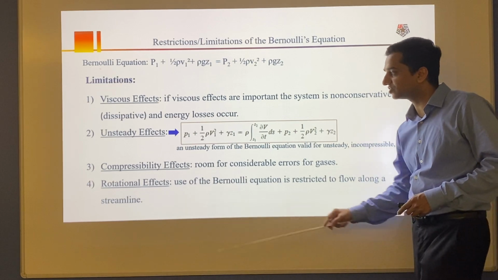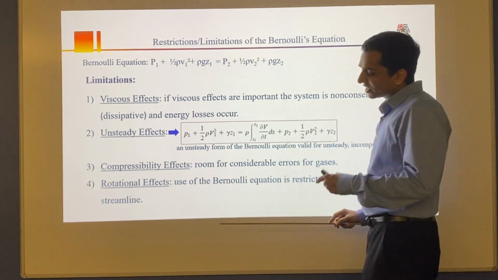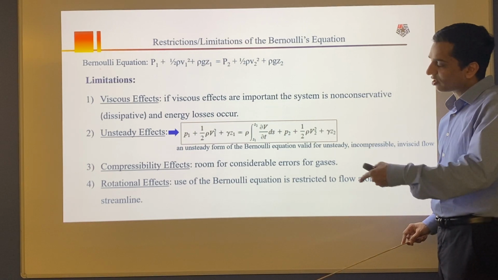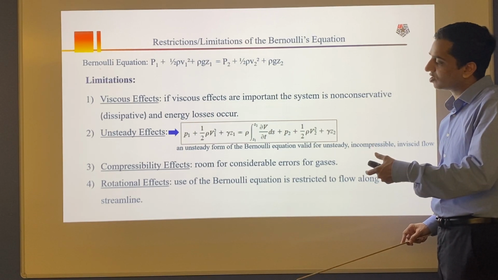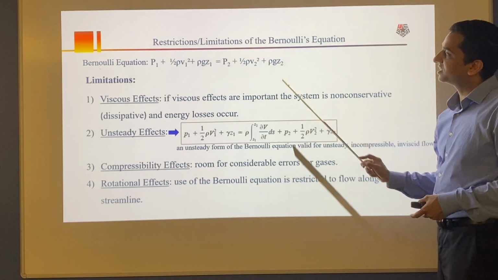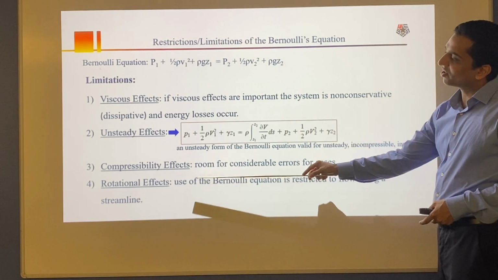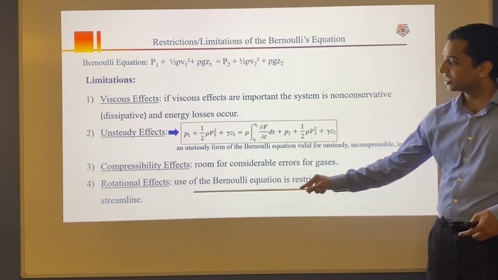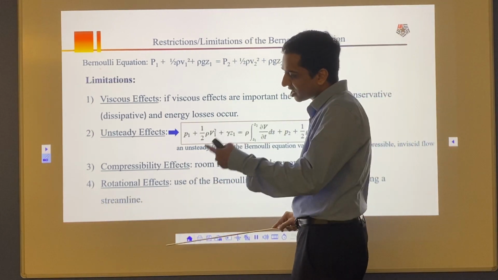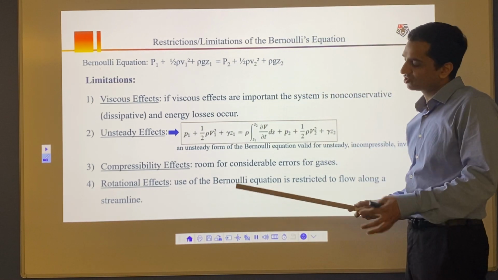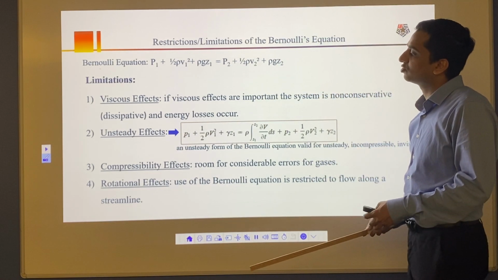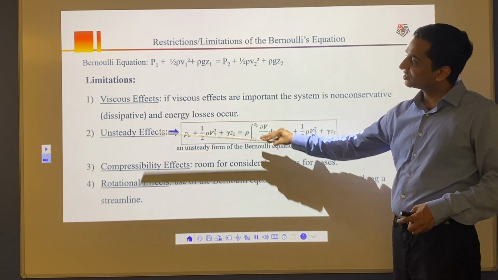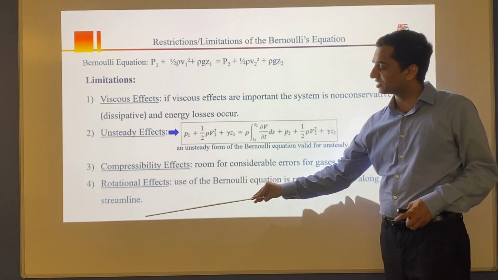And the final limitation is rotational effects. Let's assume that there is turbulence in a flow, or there are eddies or rotational current formation in the flow. If that happens, you are going to lose energy, and therefore you have to modify that equation again. Rotational effects restrict Bernoulli's equation to flow along the streamline. So we assume that flow is streamlined and there are no rotational effects, but in reality there is always a whole lot of turbulence, because of which you are going to lose energy, and you need to modify this equation. So these are the limitations: viscous effects, unsteady effects, compressible effects, and rotational effects.